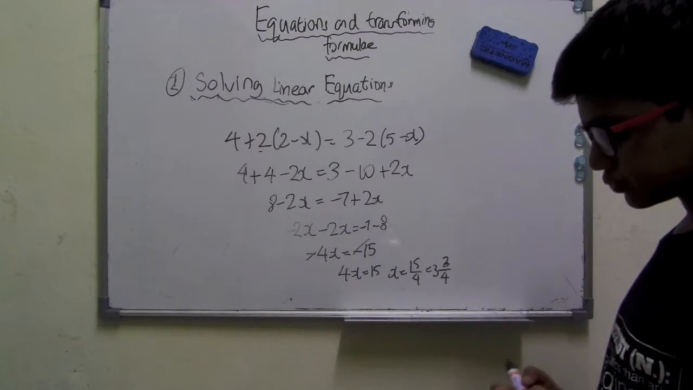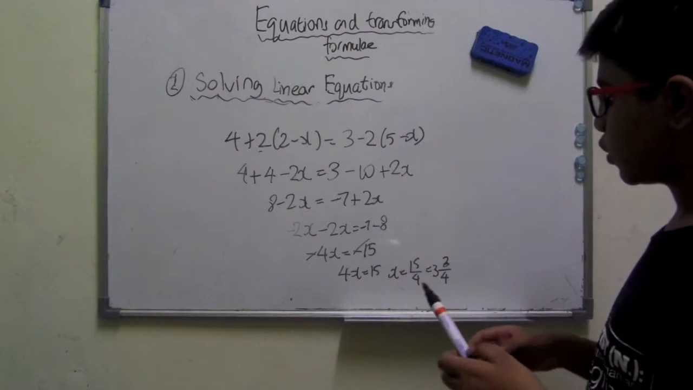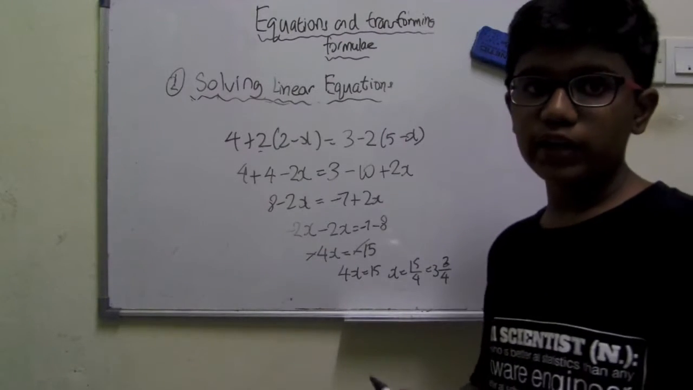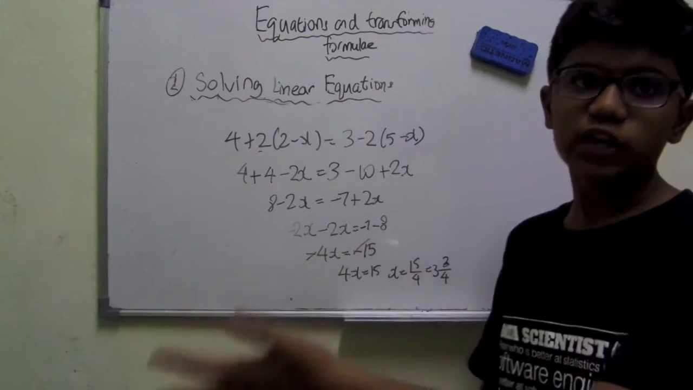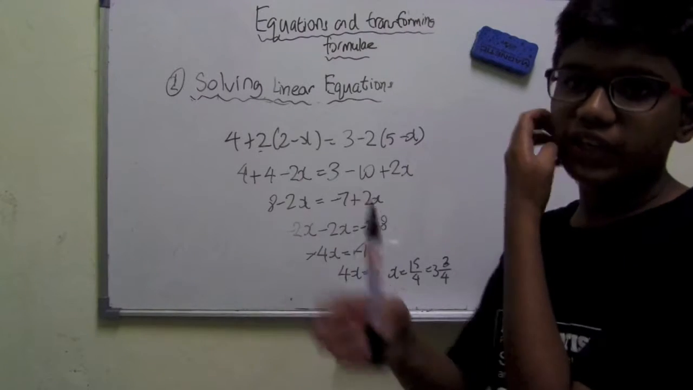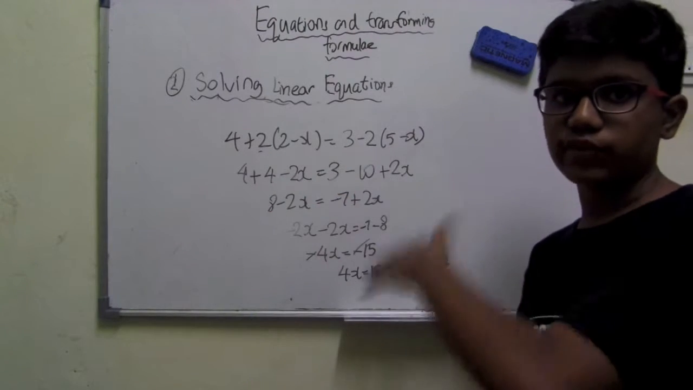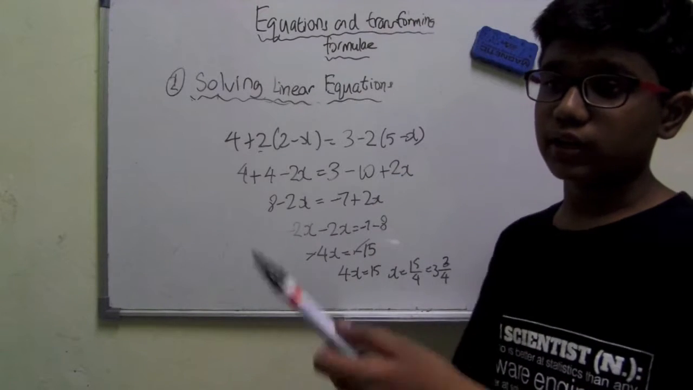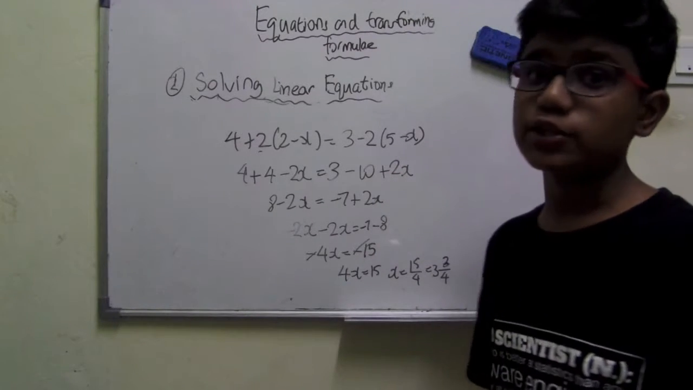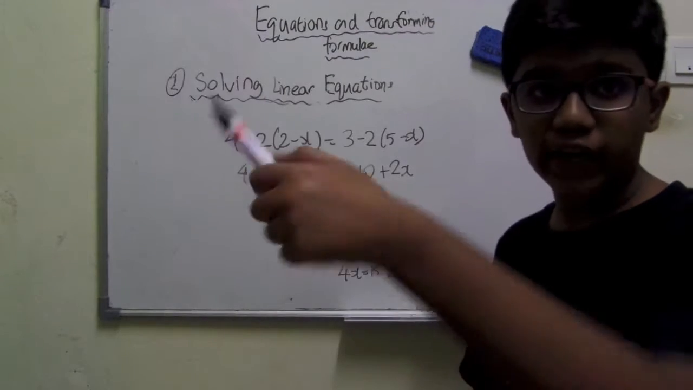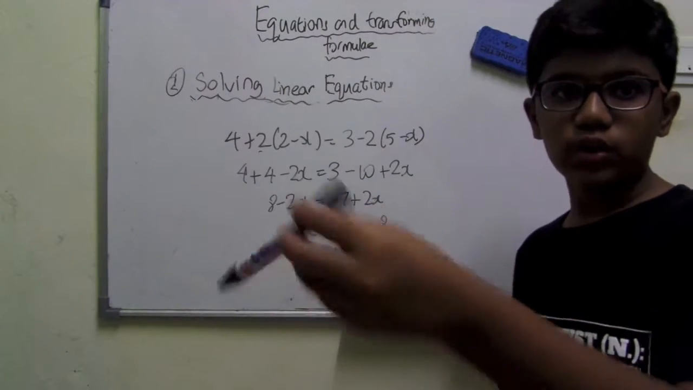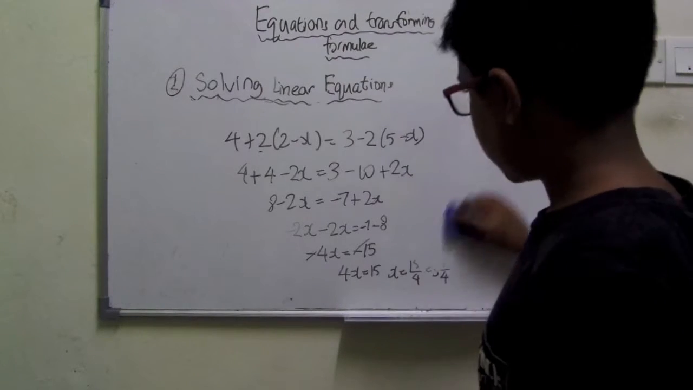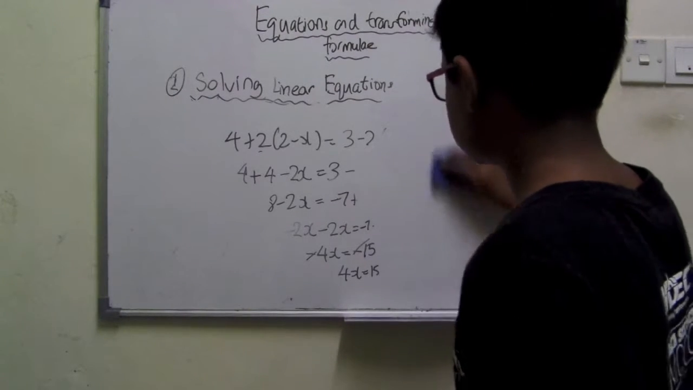And in a basic linear equation, you can substitute the value of x to see whether the LHS, the left-hand side, equals the right-hand side. If it does equal each other, that means your x value is correct. But if the left-hand side and the right-hand side do not equal each other, that means you've done something wrong. So go back and check your working, or in the worst case, redo the whole sum. Okay, that's basically it. That's how we solve linear equations.